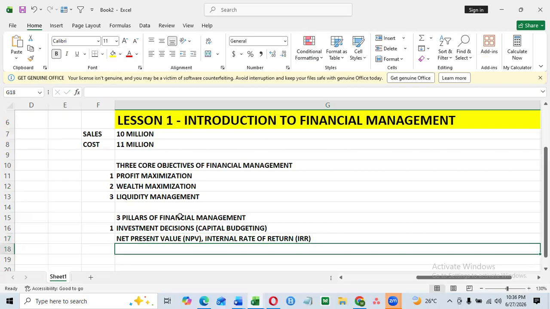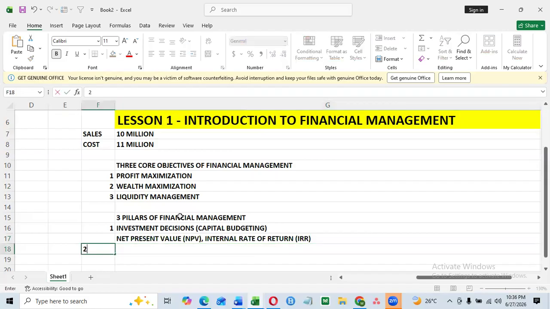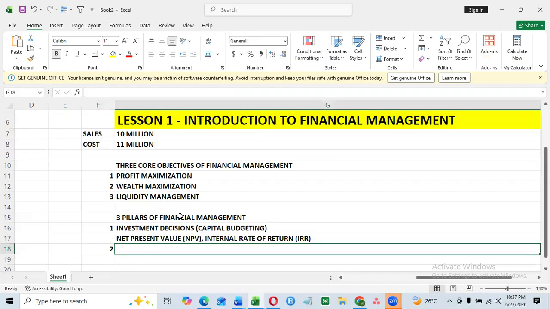Let's move to the next pillar of financial management. The next pillar of financial management is financing decisions. This is what we refer to as capital structure.